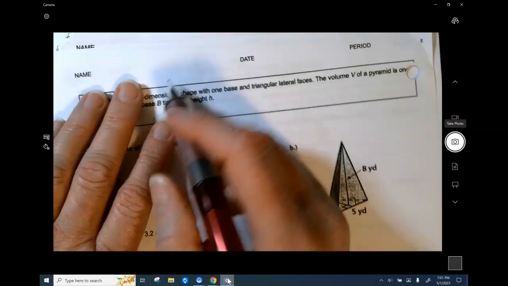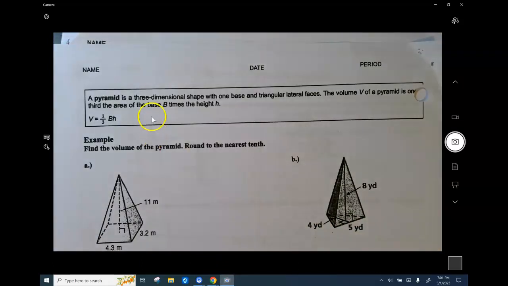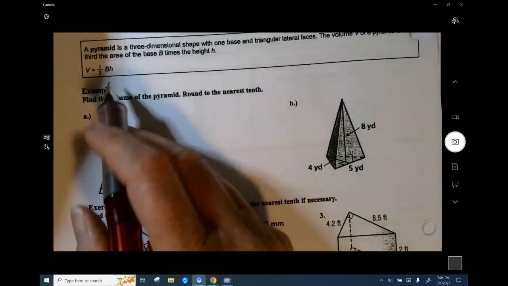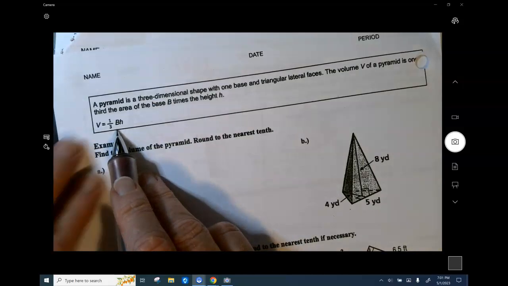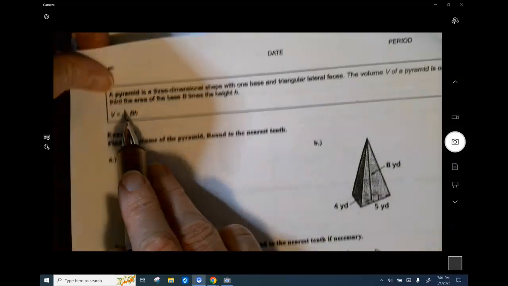So hopefully what you saw is that if it took 3 pyramids to fill the prism, how could I write it as far as a prism? And that's what this is saying, a pyramid. So the volume of a pyramid is 1/3 that of a prism.